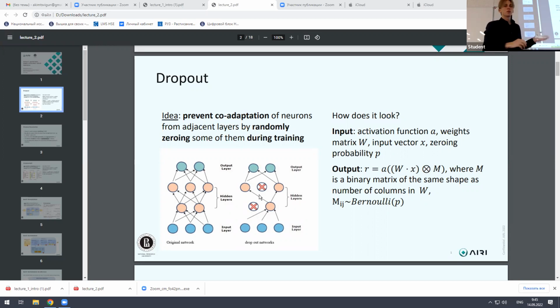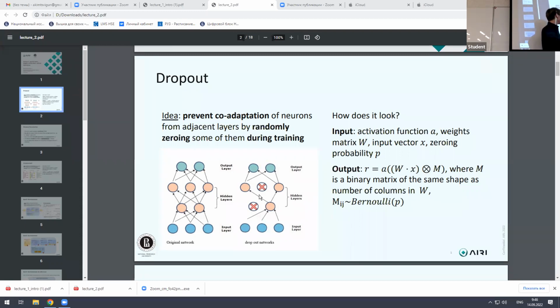So to prevent the problem of coadaptation between neurons from neighboring layers, let's randomly zero a part of them during training. So what does it mean? That's the classic neural network. We had 3 input features, then we have the first layer of shape 3 by 2, then we have the next layer of shape 2 by 3, right? So we multiply going from neurons from one layer to another. And the idea is to randomly exclude some of the neurons during training. On each training step, new random neurons are excluded.